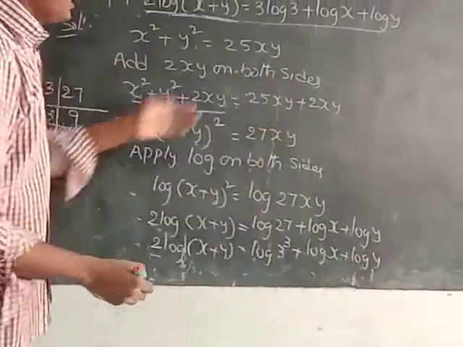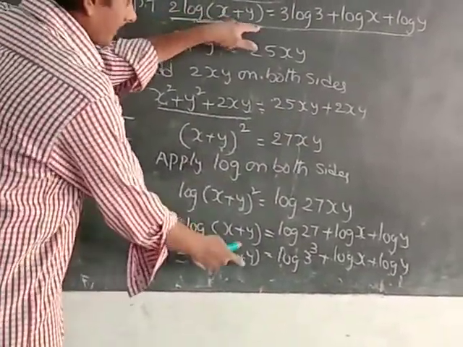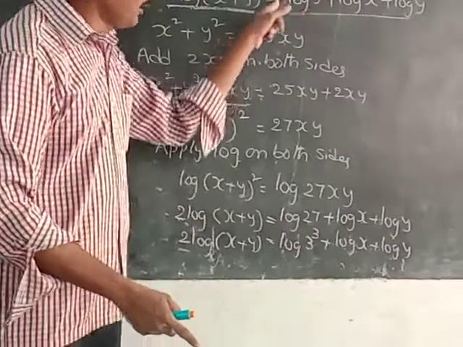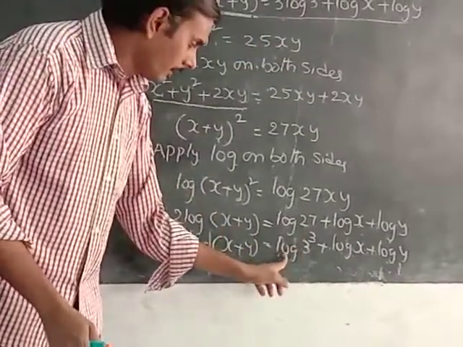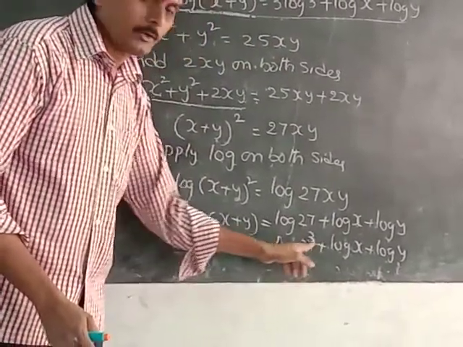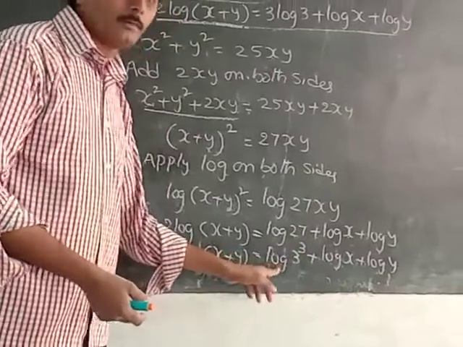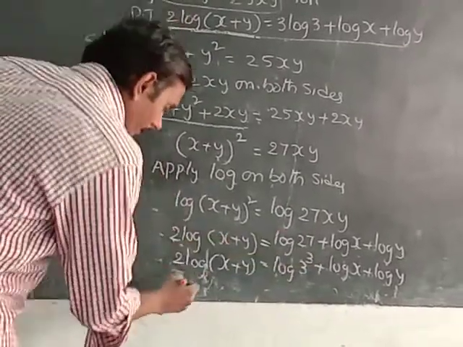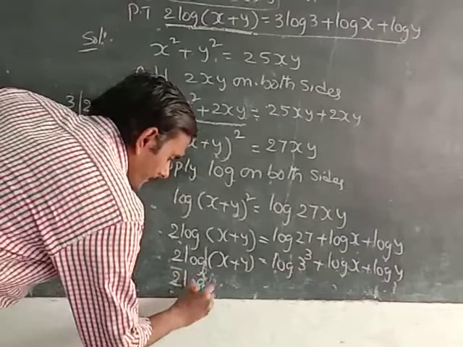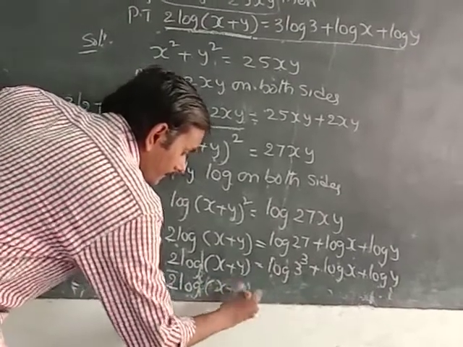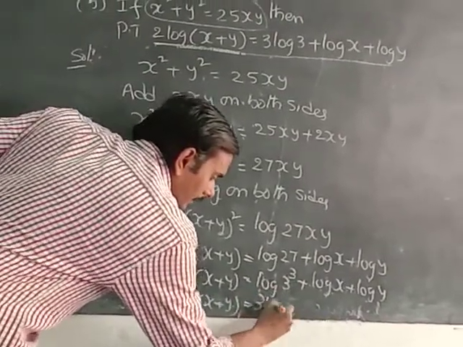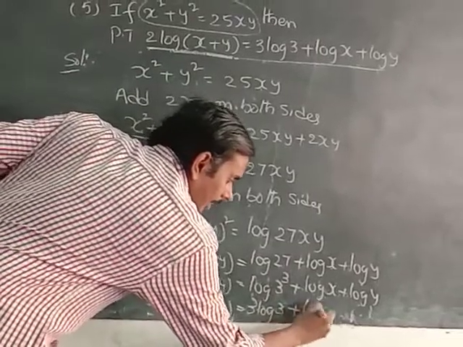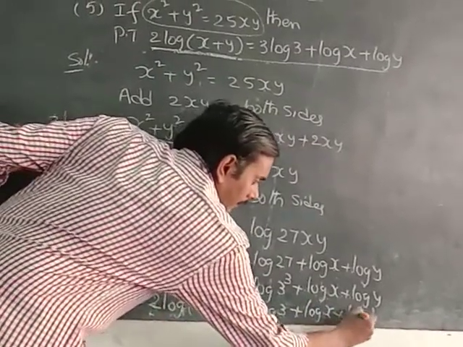Okay, now what is the answer here? We got 2 log (x plus y), but here log 3 power 3. Log 3 power 3 you can write as 3 log 3, using the log exponent rule. So we can write 2 log (x plus y) equal to 3 log 3 plus log x plus log y.